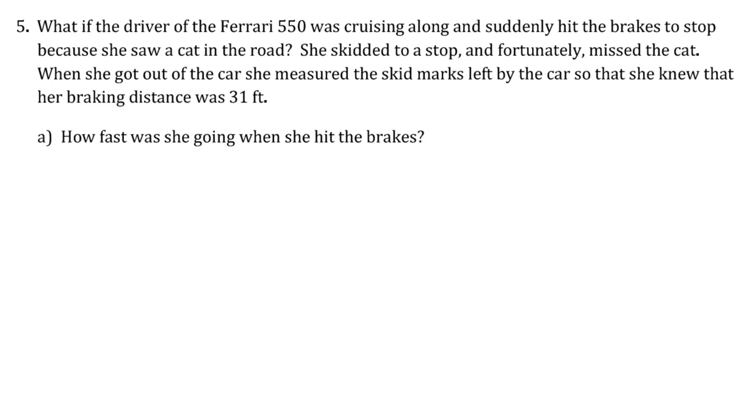Moving on to question 5, they change up the scenario a little bit. Instead of being given speeds and trying to figure out the distance that we would need to stop at those speeds, this time we're taking our same function rule and we're being given a distance. So it says in this problem, what if the driver of the Ferrari 550 was cruising along and suddenly hit the brakes to stop because she saw a cat in the road? She skidded to a stop and fortunately missed the cat. When she got out of the car, she measured the skid marks left by the car so that she knew that her braking distance was 31 feet.